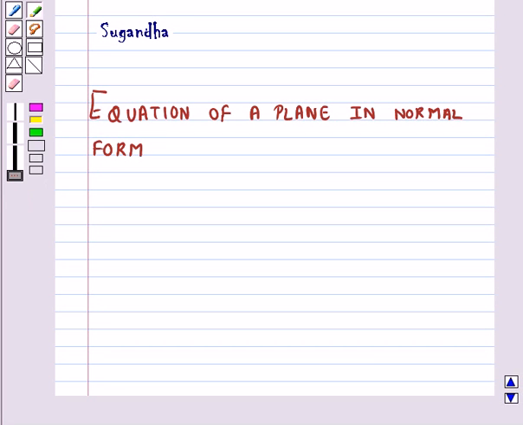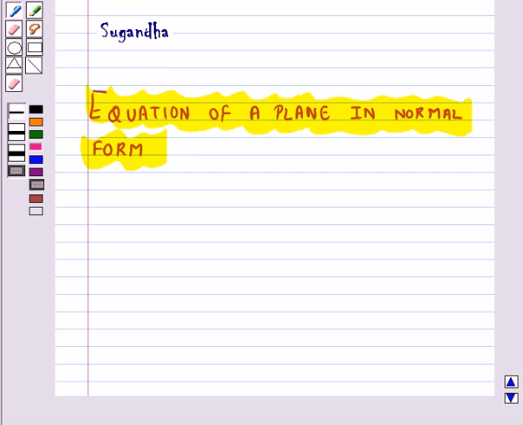In this session, first we will discuss the equation of a plane in normal form. A plane is determined uniquely if we know the normal to the plane and its distance from the origin, that is, if we know the equation of a plane in normal form.